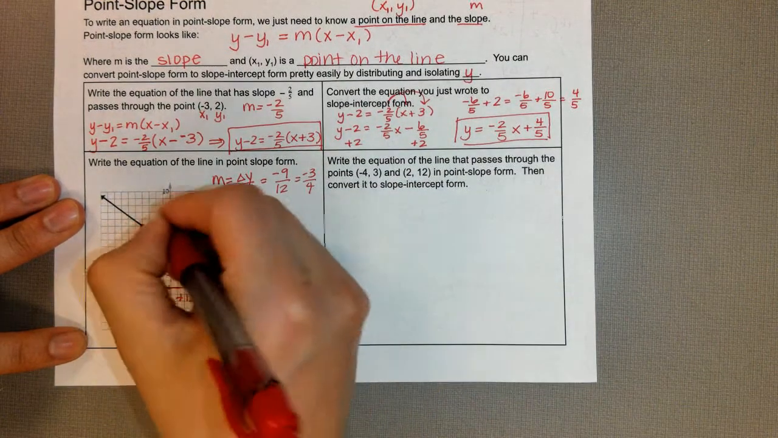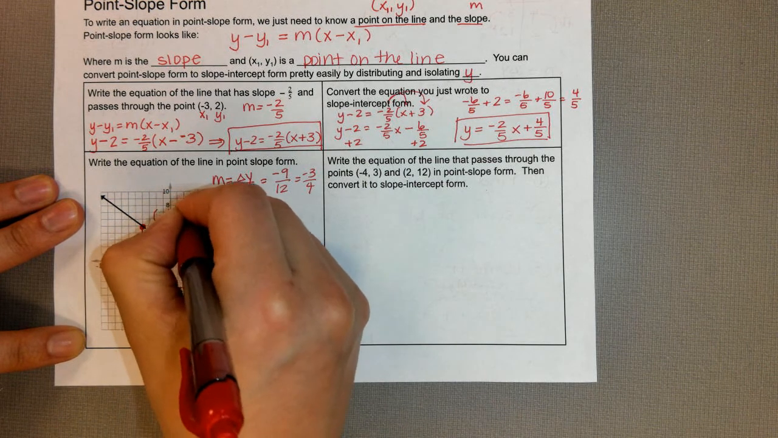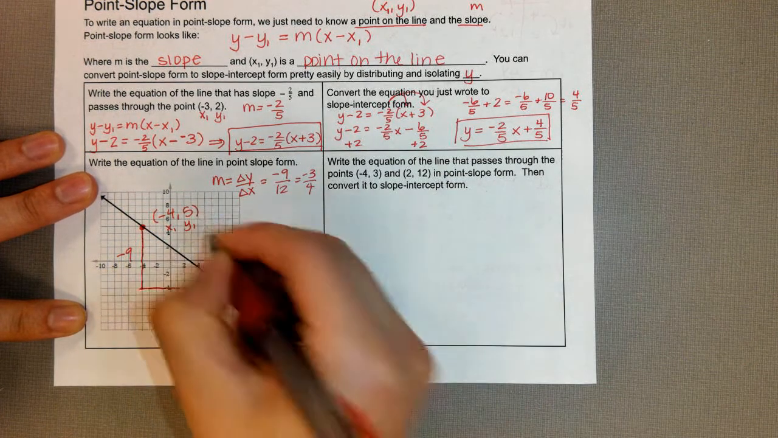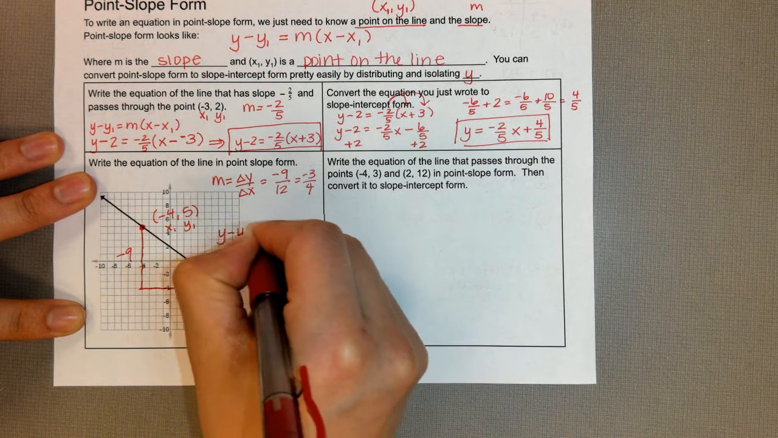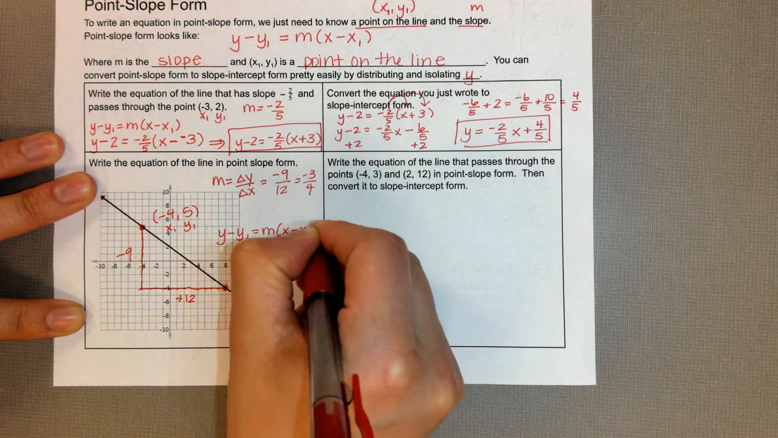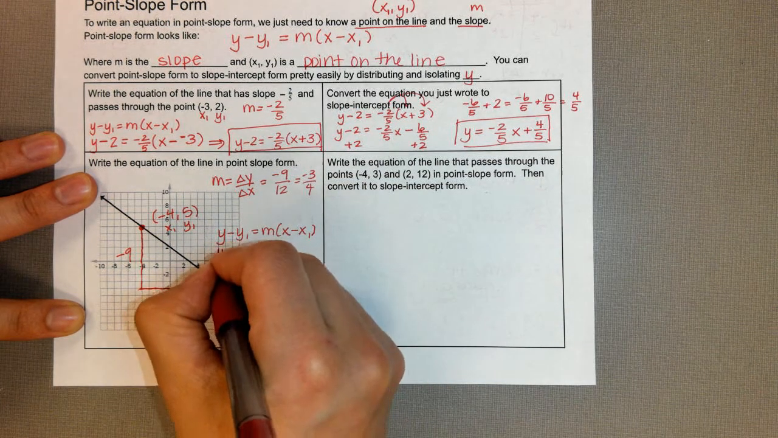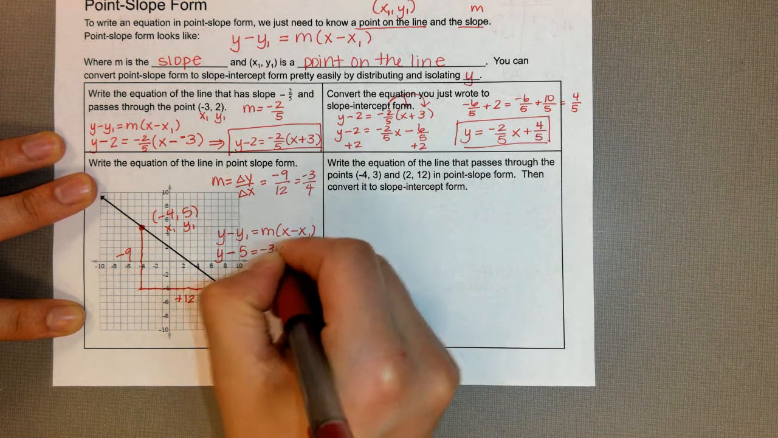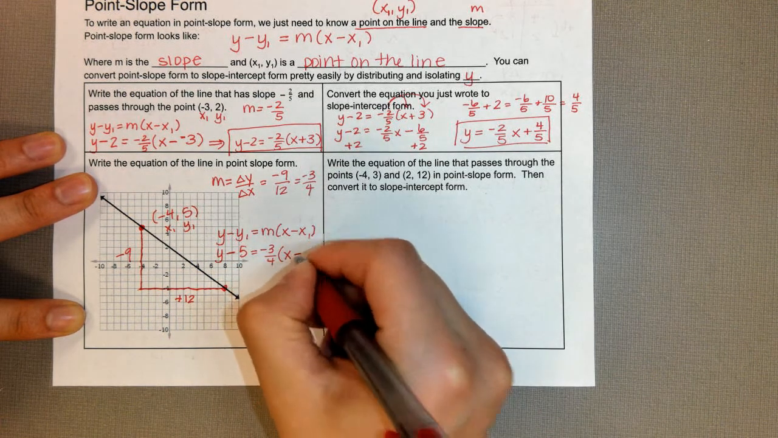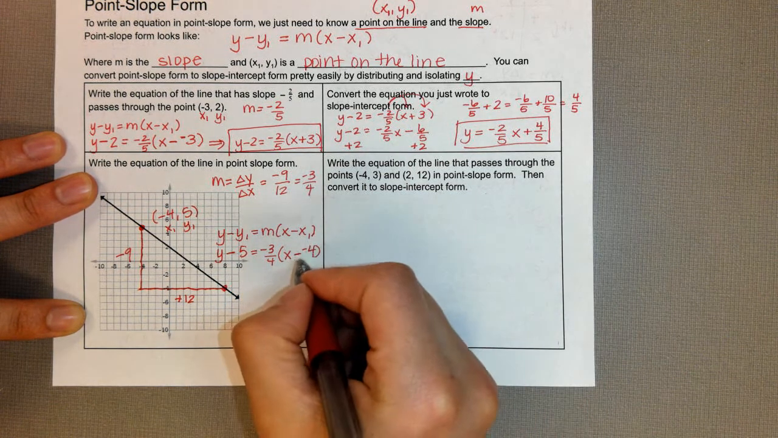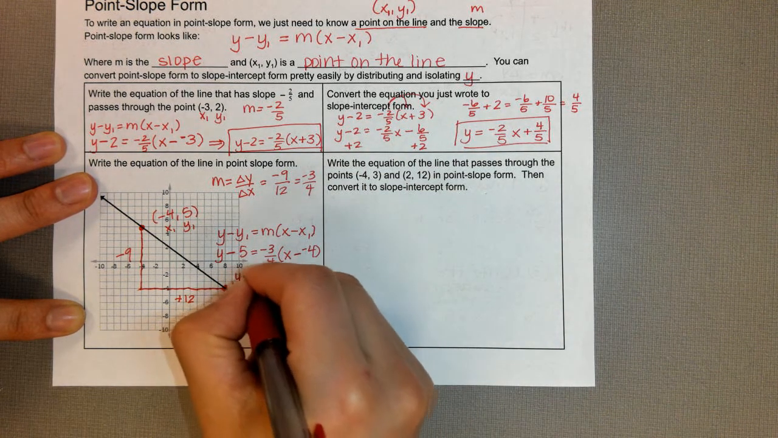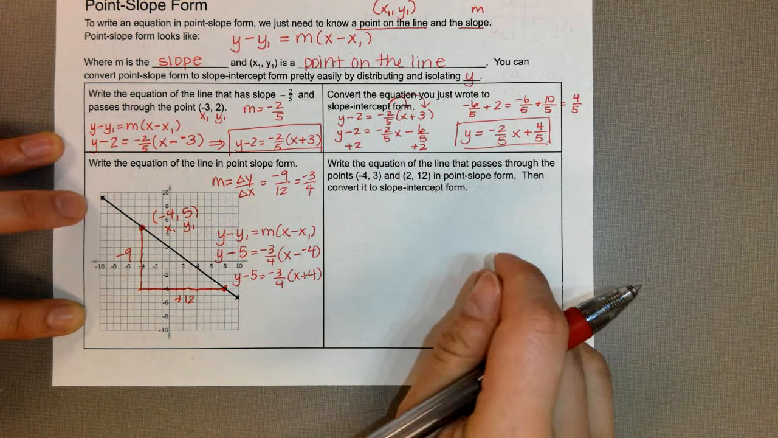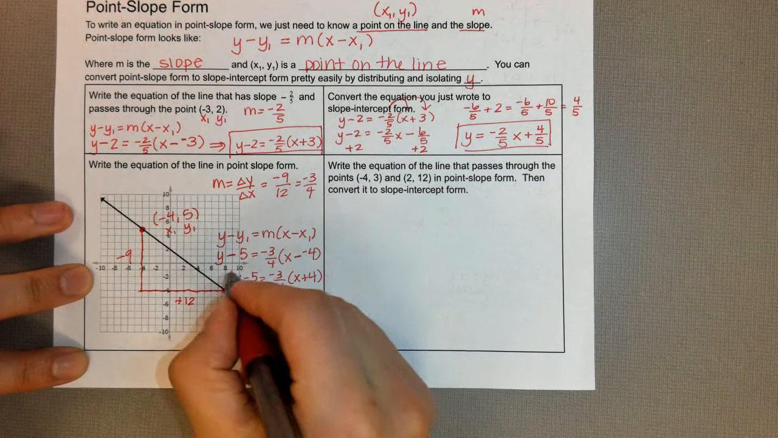So maybe I'll just choose this one. So this one was negative 4, 5. Okay, so this is my x1, this is my y1. So point-slope form, y minus y1 equals m times x minus x1. y minus, my y1 is 5, equals m, which was negative 3 over 4, times x minus negative 4. But remember, subtracting a negative, y minus 5 equals negative 3 over 4 times x plus 4. Great. Okay, so I'm done.